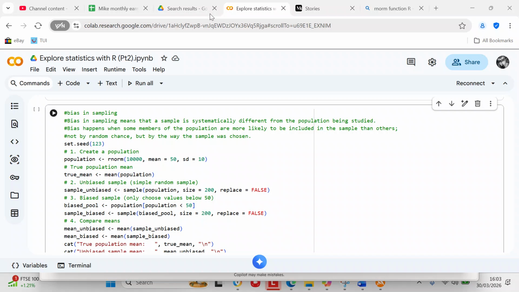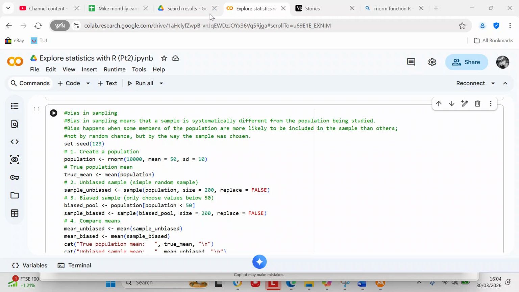Viewers, it's Crystal here. In this particular video, what we're going to be talking about is bias in sampling. In a previous video I talked about the different sampling techniques that can be used to sample data. But one thing that can come up when you're sampling data is bias, and bias is not necessarily something that you want when you're conducting your research.